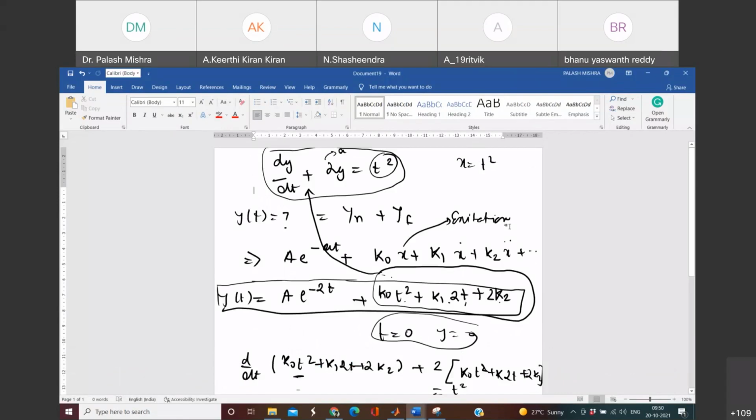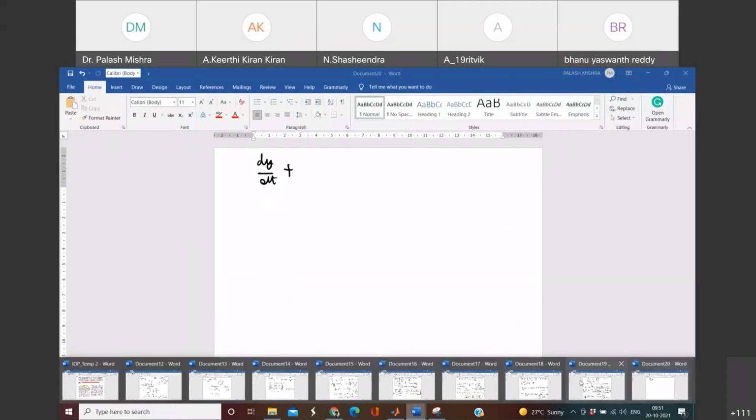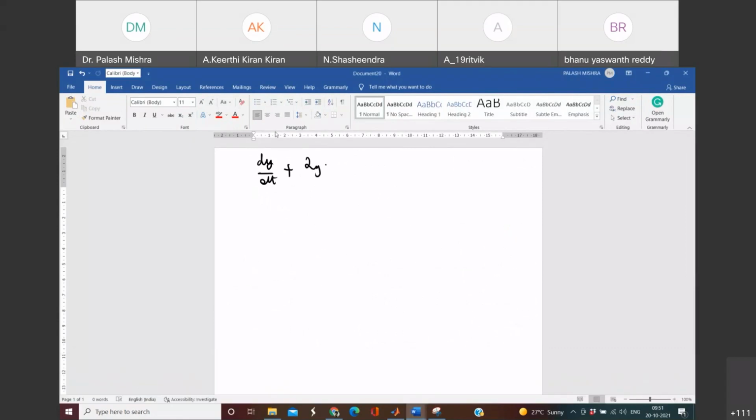Yeah, you can take this question and I will give you the initial condition. Now, dy/dt plus 2y equals t square. It is given that at t equals 0, y equals 0. Now you have to solve this equation.